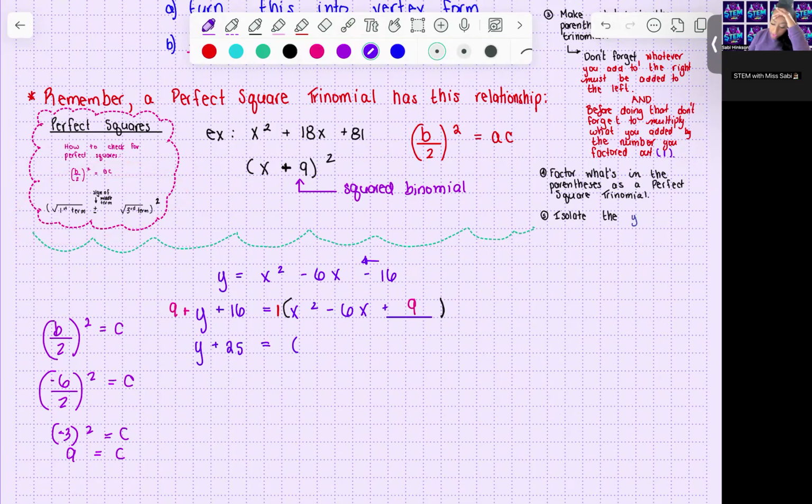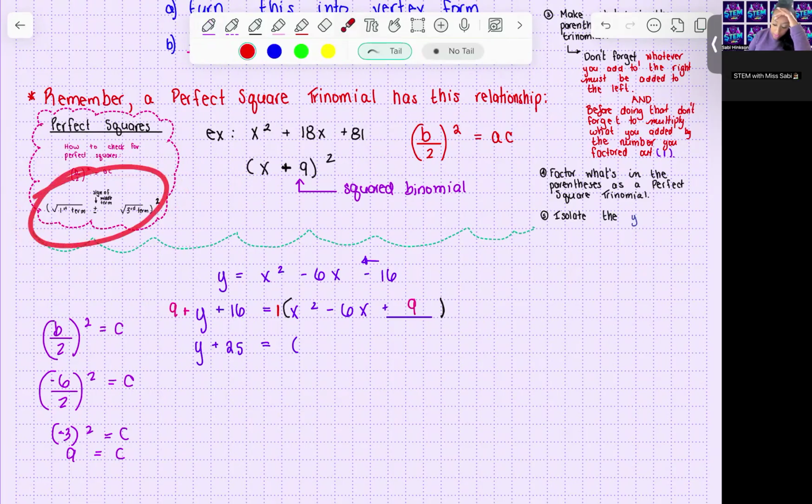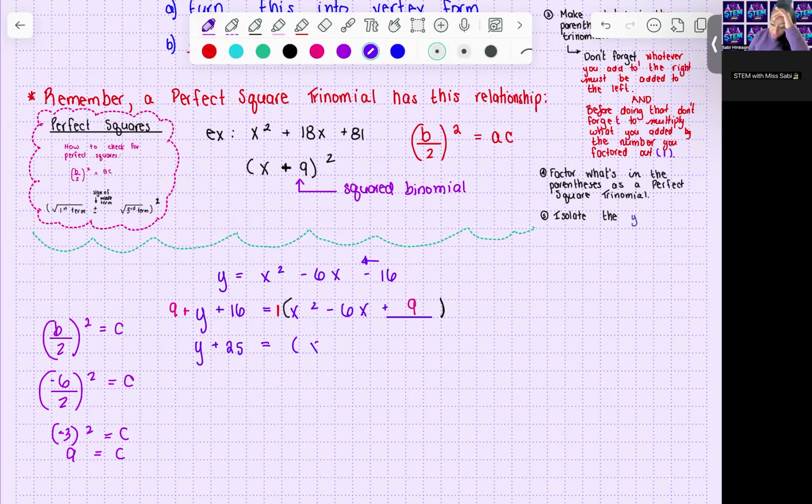equals, and then I'm going to do what the perfect square trinomial is. So you square root the first term, which in this case is x squared, square root that, which is x. You take the sign of the middle term, which in this case is negative. And then you take the square root of the third term, which is 9, square root that, 3, right? And then I square it. Now that is a perfect square trinomial. Factored, it's a squared binomial.